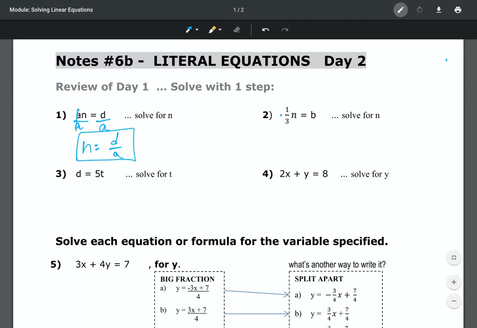Number two, we're going to solve for n. So let's get rid of that denominator of 3. Whatever you do to one side, you do to the other. So n equals, we write our number before our letter when we're multiplying.